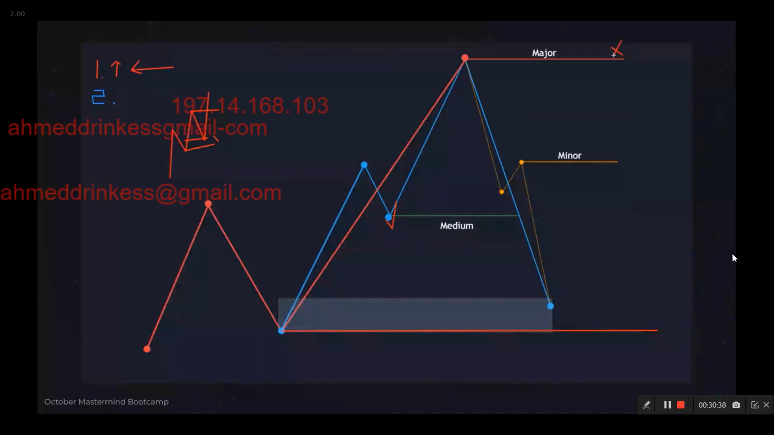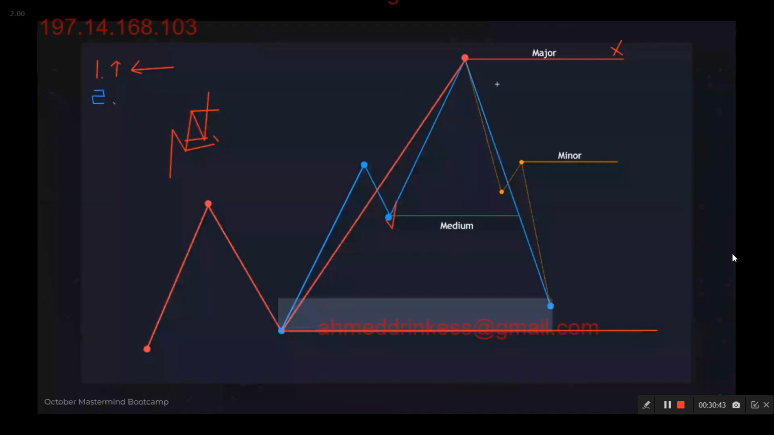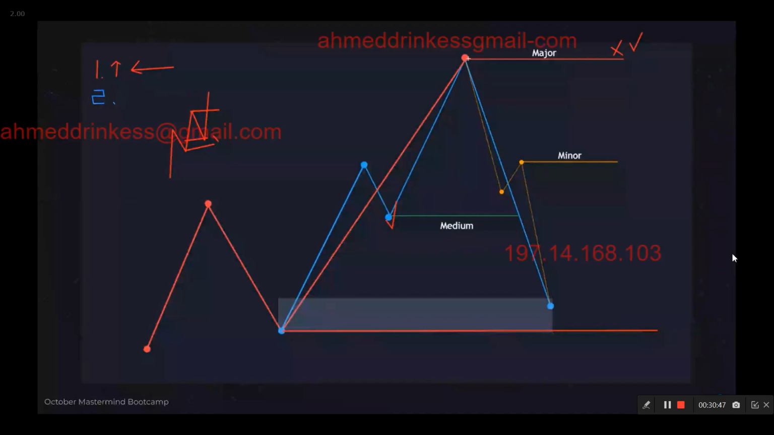We need to start thinking about strengths. So the medium, the minor, the major inducements are going to be the destinations. So the major inducements, since we are bullish, this is going to be the major destination. How is it going to get there? To target a major destination, you need to collect medium and minor liquidity to get to a major destination.